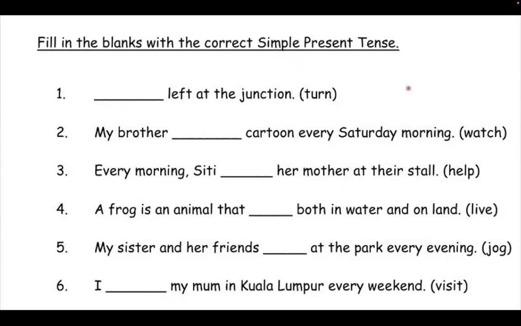The first one, turn. Okay, both of you finished? Yes. So let's do this first one. Left at the junctions. So let's put here a pronoun. Let's put here he. Okay, so here we have he. What do we say? He turn, with s or without s? With s. Very good.